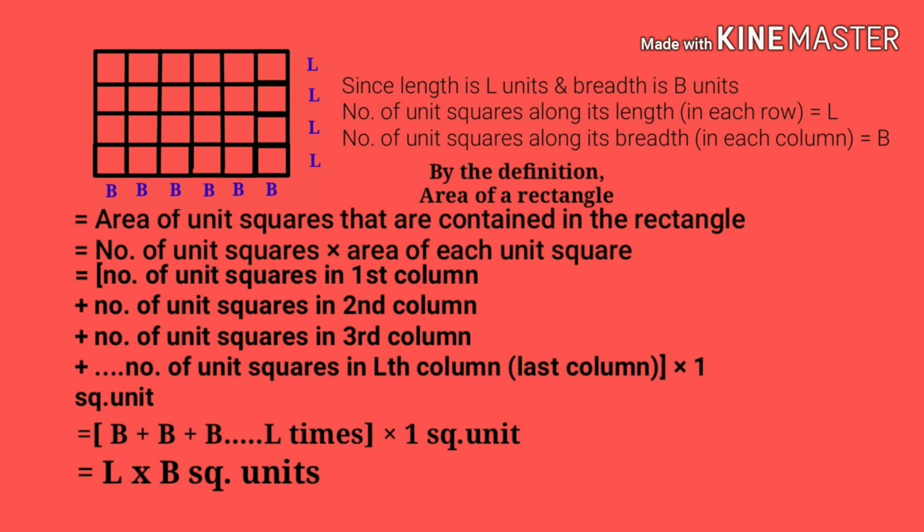This is the total number of squares in this figure, and the area of each unit square is 1 square unit. Therefore, the total area is equal to L into B, which is the number of squares in the figure, into area of each unit square, which is 1 square unit. So on multiplying we get L into B square units. Therefore the total area of a rectangle whose length is L units and breadth is B units is equal to L into B square units.